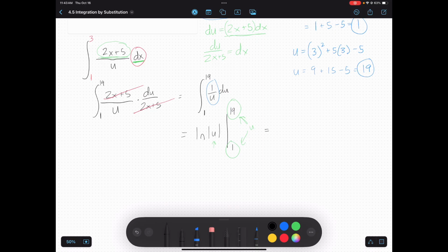I can say, okay, this is equal to the natural log of 19 minus the natural log of 1, right? That's just me plugging in my upper bound, plugging in my lower bound, and subtracting them. Natural log of 19, that's something you just use a calculator for, but since it's positive, I don't need to worry about the absolute value. Minus natural log of 1 is just 0. And so there's my answer.